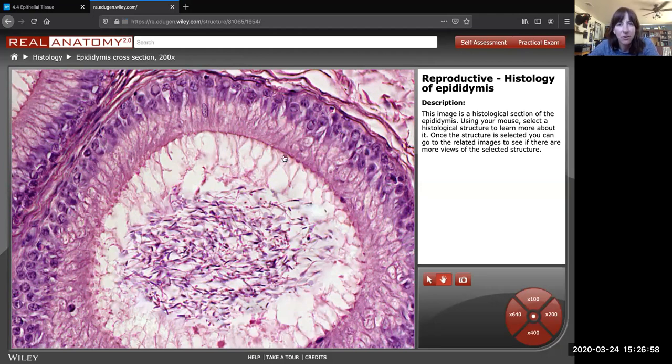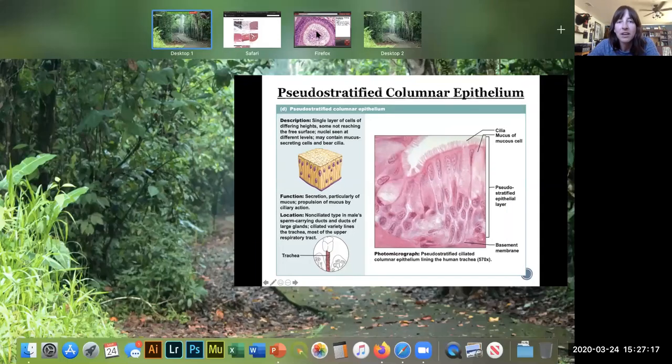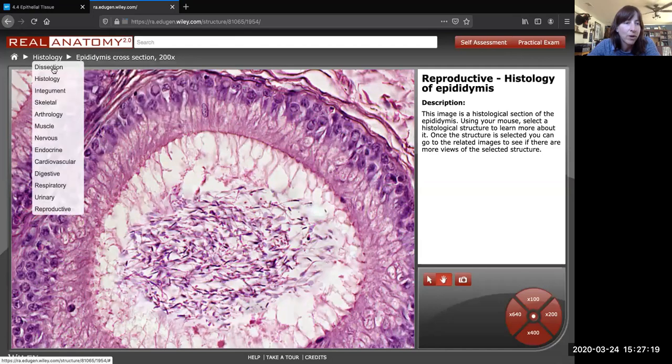Does that make sense? Are you okay with pseudostratified versus simple? It mostly has to do with where these nuclei are located, right? And where the tissue type itself can be found, right? So again, this is the non-ciliated type. These cells don't have cilia on their apical surface. The ciliated type is in the trachea. I don't know if we have trachea.